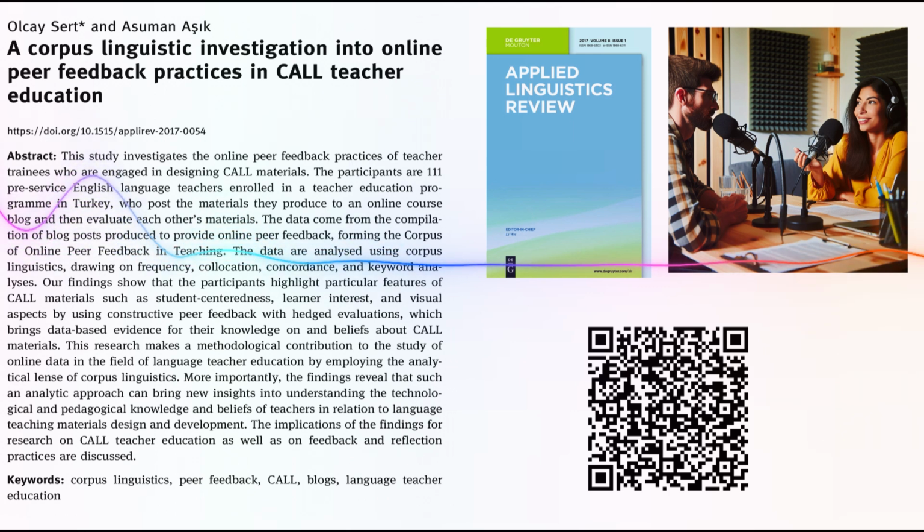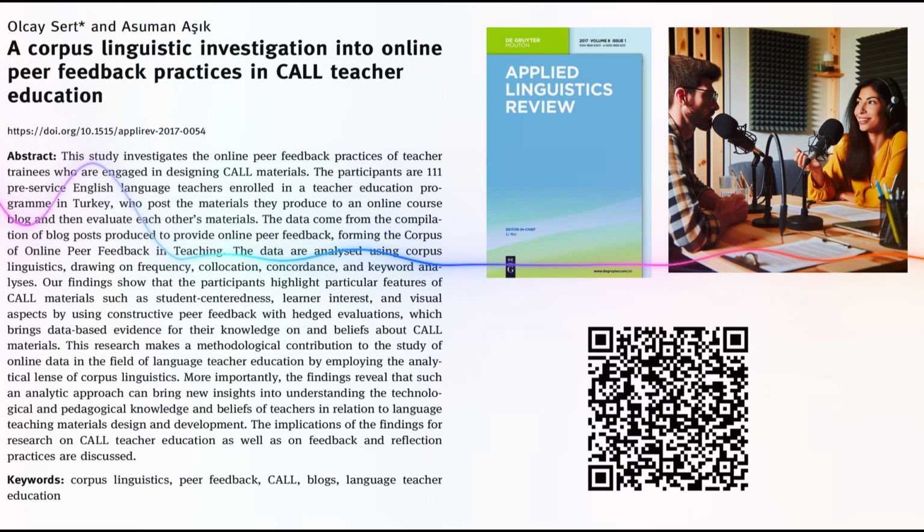Right. And CALL, this whole area of tech in language learning, it's obviously more crucial than ever. No kidding. So training teachers to actually design good tech-based materials is key. It's becoming essential, yeah. Lots of teacher ed programs are adding specific courses on it. This study looked at 111 pre-service teachers in Turkey. So people training to teach English. Exactly. And what was the task? What did they have to do?